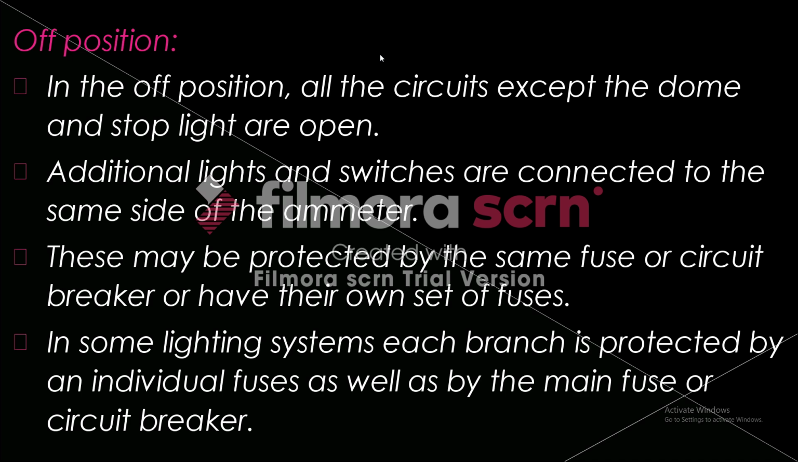Off position. In the off position, all the circuits except the dome and stop lights are open. Additional lights and switches are connected to the same side of the ammeter. These may be protected by the same fuse or circuit breaker or have their own set of fuses. In some lighting systems, each branch is protected by an individual fuse as well as by a main fuse or a circuit breaker.